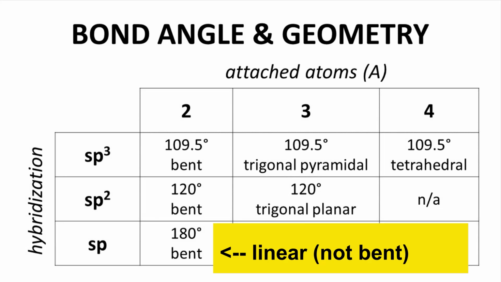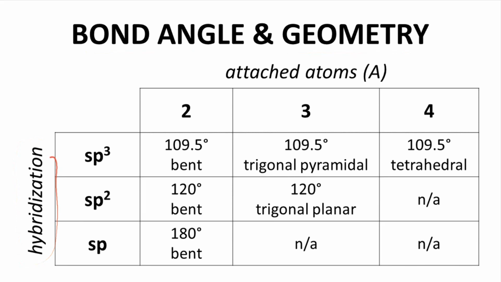That was hybridization. Now how do we determine bond angles and geometries? Well, we can now use our hybridization, the rows on this table, with the attached atoms, A from the previous slide, as the columns, to predict the bond angles and geometries from this table. We won't go through this table now, but we will refer back to it a few times as we work the problems, especially the early ones. Let's get started.